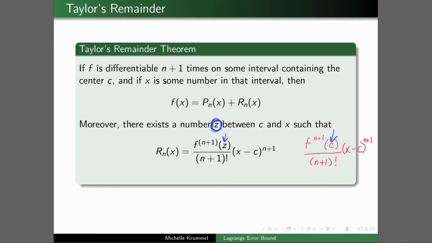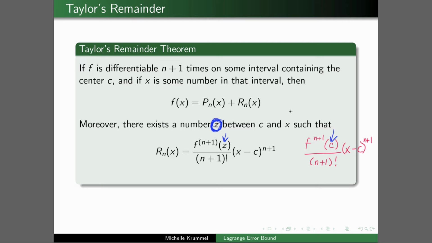It tells us that this number exists. It doesn't tell us the value of this number. It just guarantees that it is somewhere in this interval, somewhere between the center, c, and the value of x at which we're trying to make an approximation. There exists this magic number z, such that if we evaluate the derivative at that magic number z and use that instead of the derivative at c, we're going to come up with the exact value of the remainder. Great, so it exists, and if we can find it, we can get the exact value of the remainder.